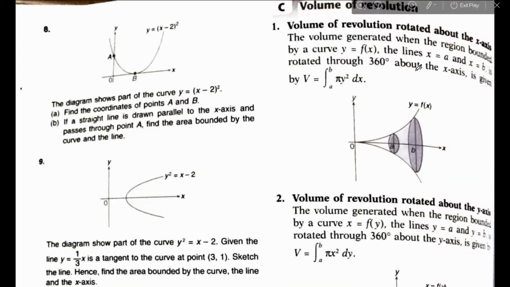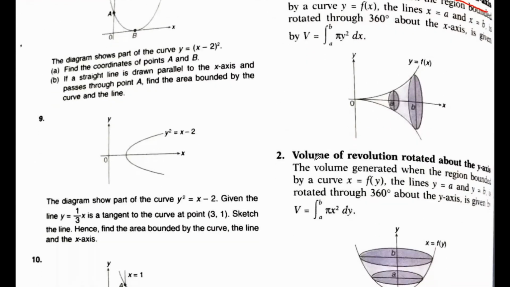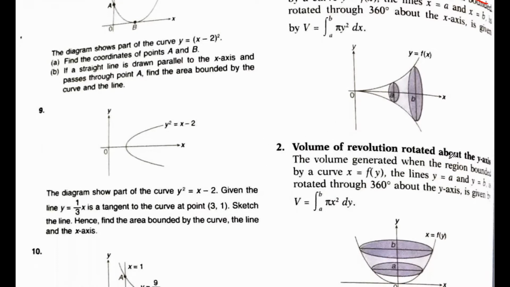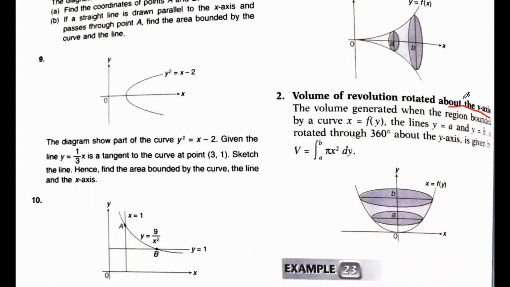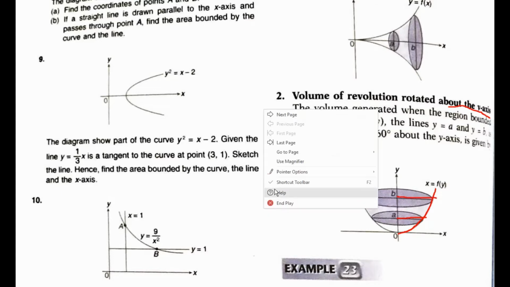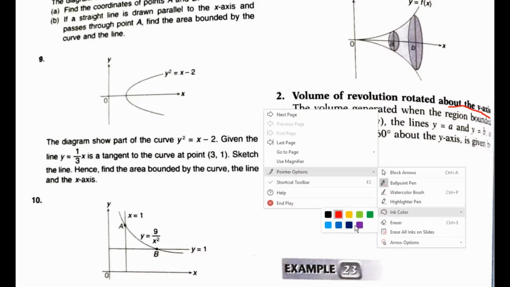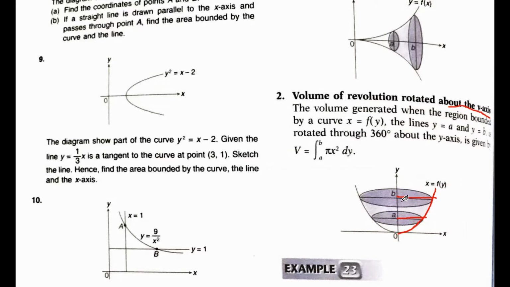So the first type here is rotated about the x-axis. Now the second will be rotated about the y-axis. Rotated about the y-axis, we have the curve x equals f(y), the line y equals a, and the line y equals b. The area bounded by these three lines with the y-axis is this one.